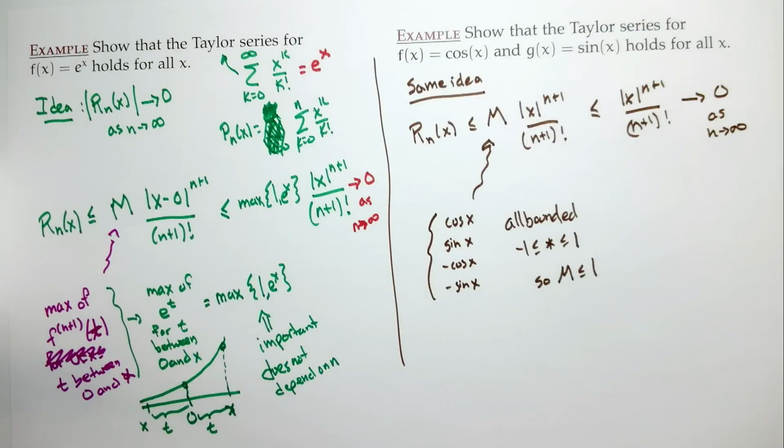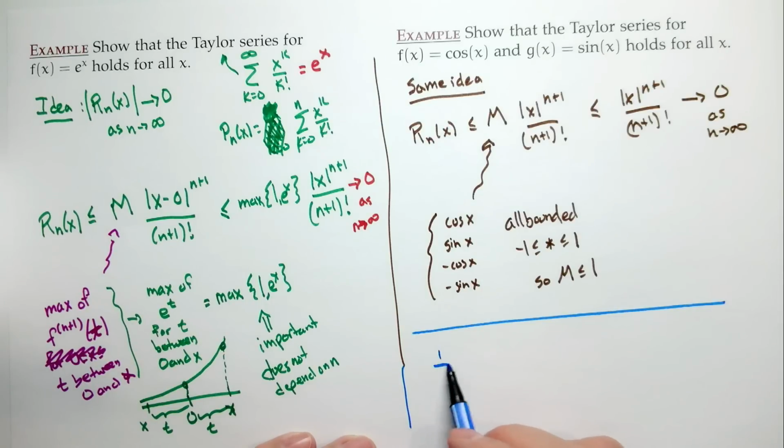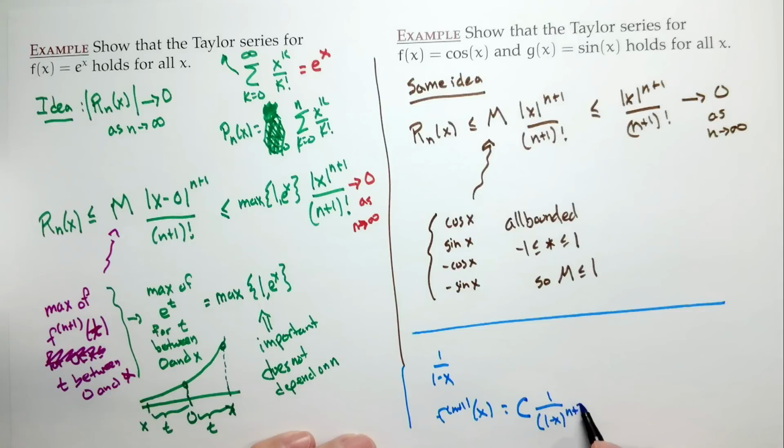Now, at this point, you're probably thinking, hey, what's wrong with, say, our geometric? Shouldn't geometric also have something happen? I just want to point something out for geometric. If I look at my function 1 over 1 minus x, and look at the n plus 1th derivative, and we're going to do this a lot more next time, it's some constant c times 1 over 1 minus x to the power n plus 2.